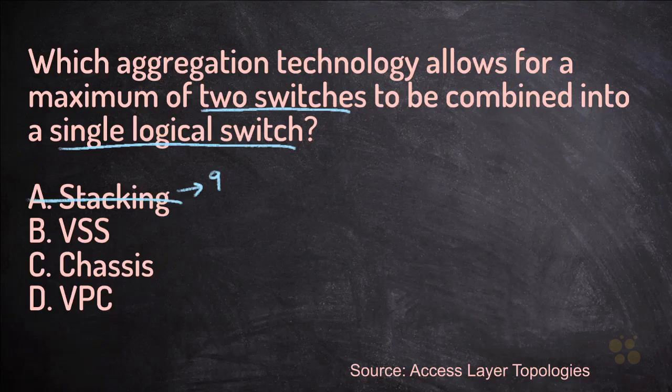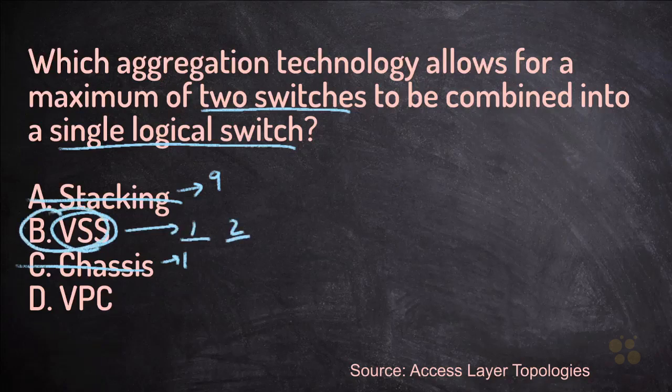Chassis technology on its own provides us with a single logical switch, but it's only a single switch. So C isn't our answer. Now, if we take a couple of chassis switches and combine them together using VSS technology, then yes, that gives us 1 single logical switch, and we can only do VSS between 2 physical switches. So B is our answer.